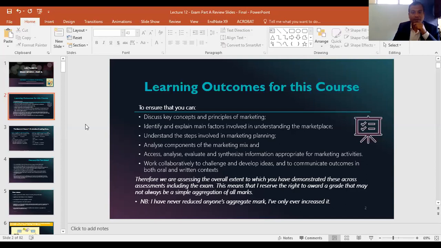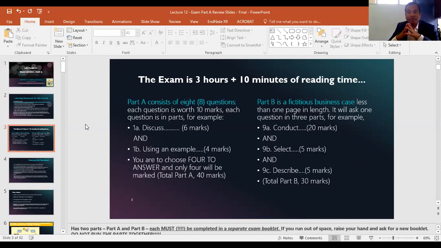As I said, the last week is a kind of revision, allowing you to understand the question pattern, how to understand it, how to get good marks, and how to attempt the questions in a good manner.